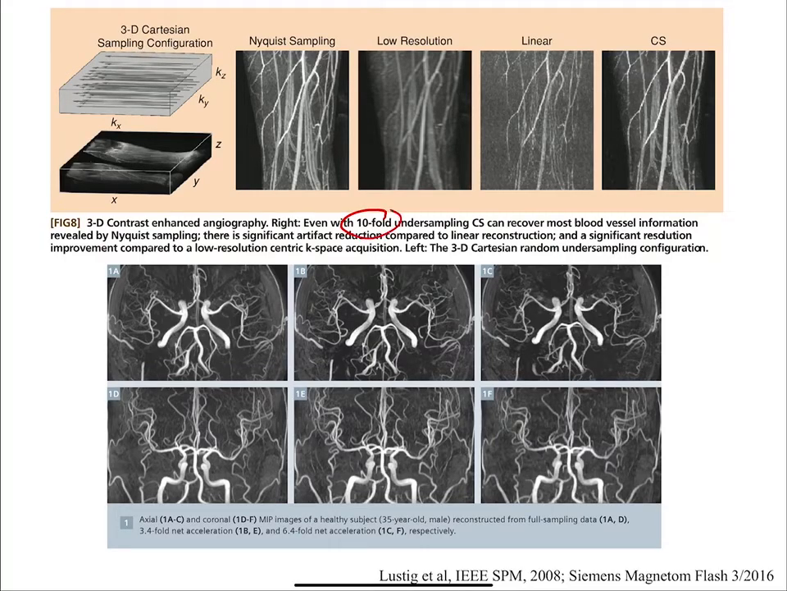So here there was a 10-fold undersampling of the data. Basically, if you use all the data that we've talked about, that's Nyquist sampling. So you get a really nice picture of the vasculature in this person's leg. If you throw out a lot of the data, then you can have either a low resolution or a linearly interpolated version of the data. But they're both much worse than Nyquist sampling, which is what we've talked about in this course.